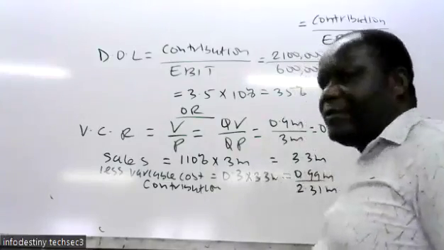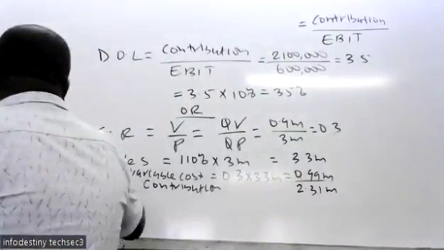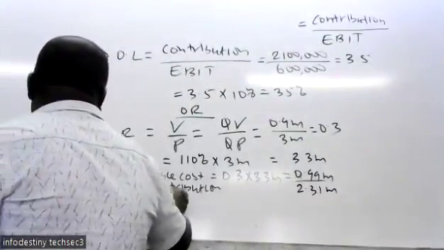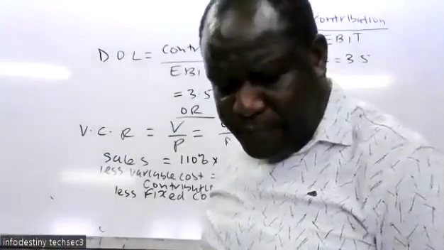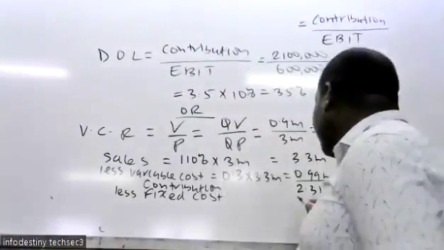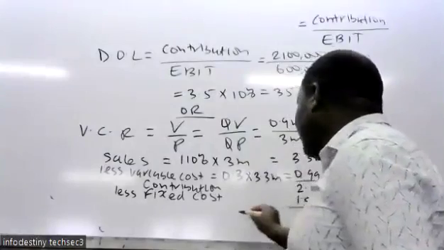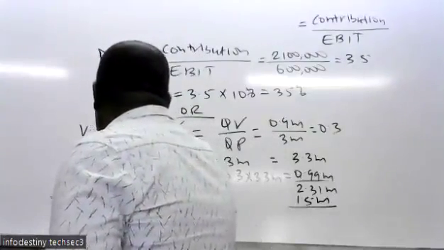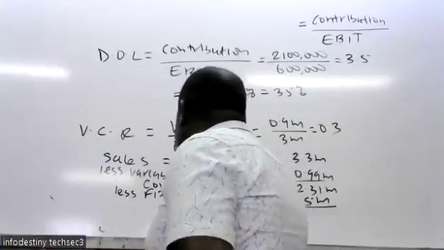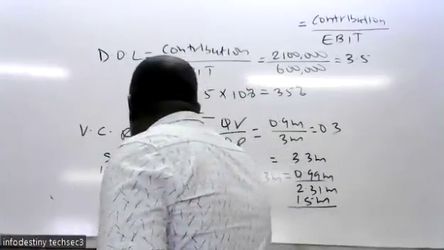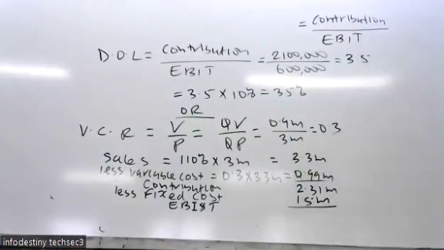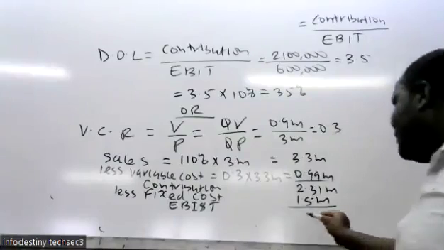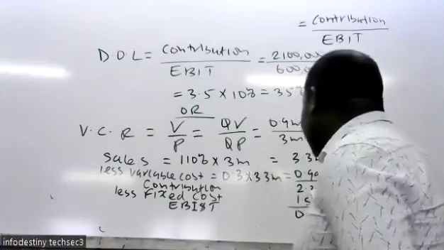Then we subtract the fixed cost. The fixed cost is never affected. The fixed cost was 1.5, so you subtract 1.5 million to get the earnings before interest and tax, which is 0.81. That is what we were looking for.